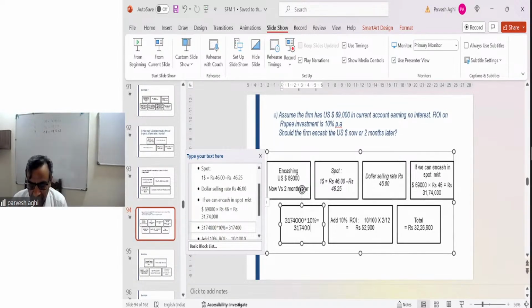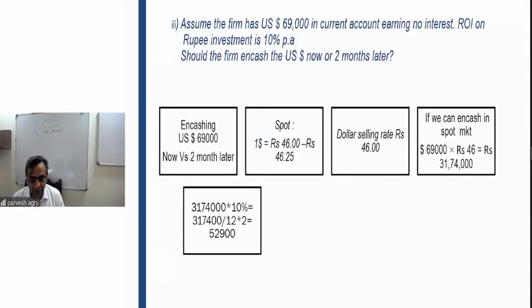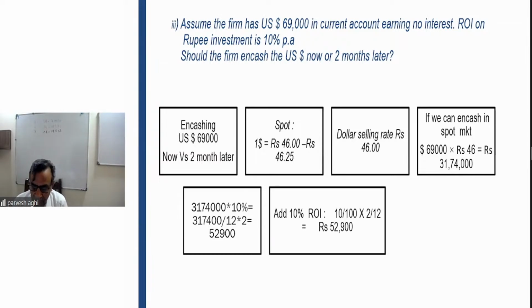So this is for whole year, isn't it? But my money will be lying for only 2 months, so I have to divide by 12 and then multiply it by 2 for 2 months interest. So this will come to 52,900. So I'm putting it back on the slide. 31 lakh 74,000 into 10% will give me 3 lakhs 17,400 for the entire 12 months. But I'm going to put the money only for 2 months, isn't it? I'm not going to park it for a full year, because I have to compare with the option of 2 months forward.